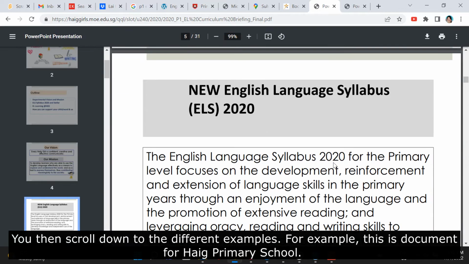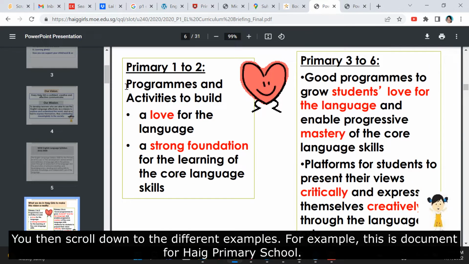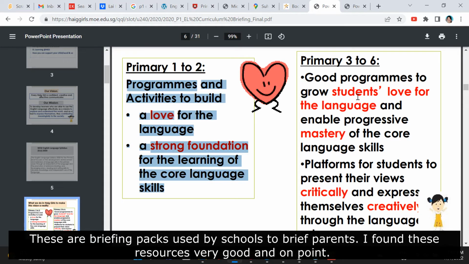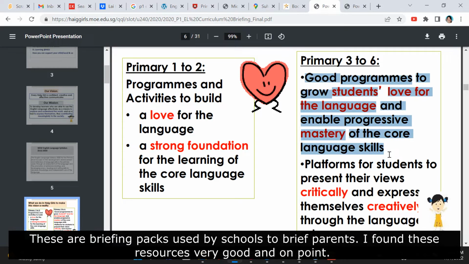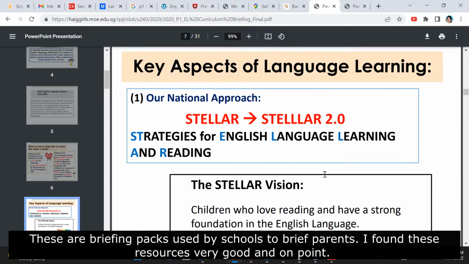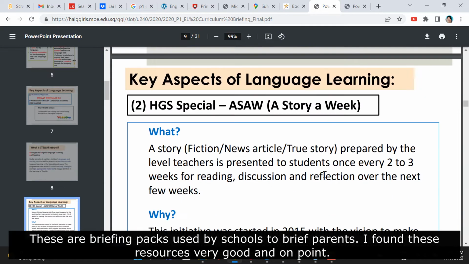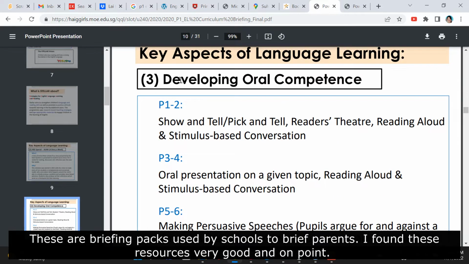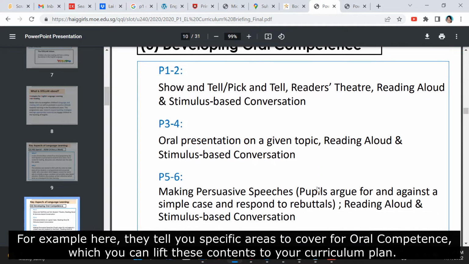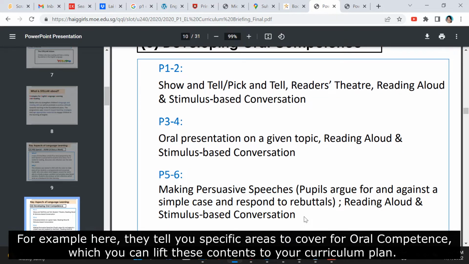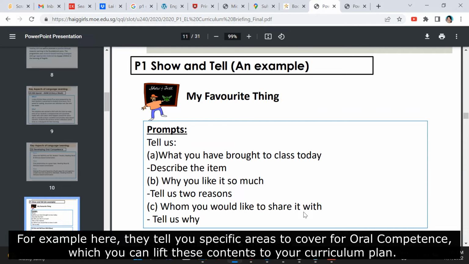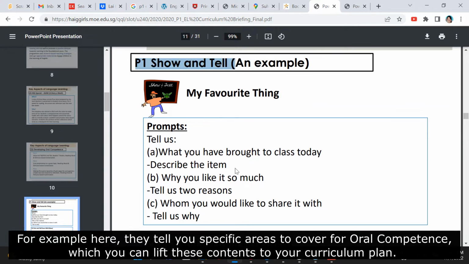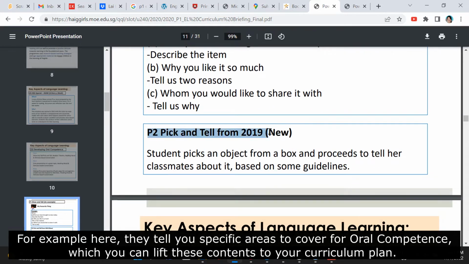So for example, here I click on the primary school 1, and you will see, because they publish these as the briefing packs they use to brief their parents, this is a very good resource I found that will give you a good sense of what are the things, very, very specific. For example, here, oral competence. So P1 and P2, they need to do this, right? And then P3 and P4. So this itself, you can really straight away take it into your learning outcomes.